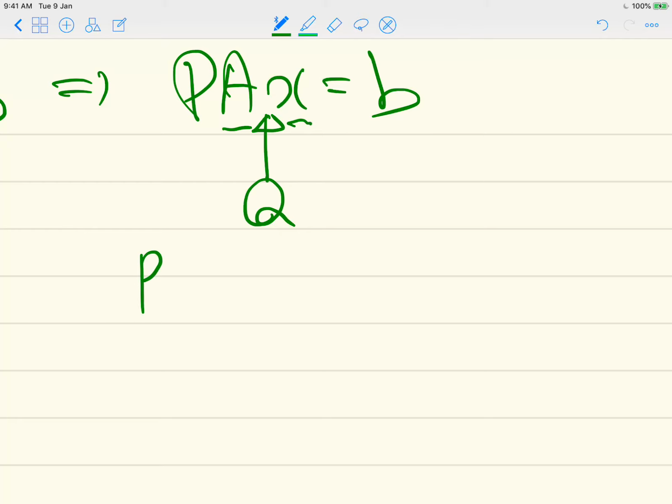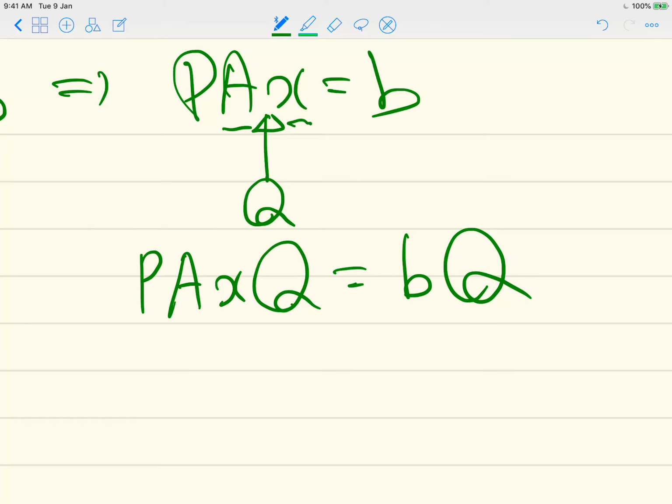If we want to multiply Q, it would have to be something like this, which is not even defined, because these two are column vectors and Q is a matrix. So it is not even defined, and we cannot write it in this form.